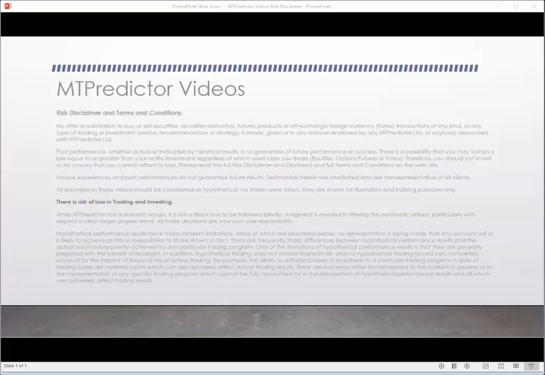In today's MTPredictor video, I'd like to have a look at other time frames on the US minis rather than just the 3 minutes. So I'd like to look at some 5-minute charts on the NQ today as well.